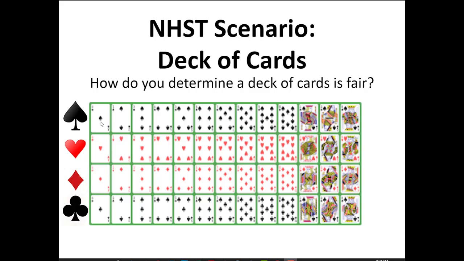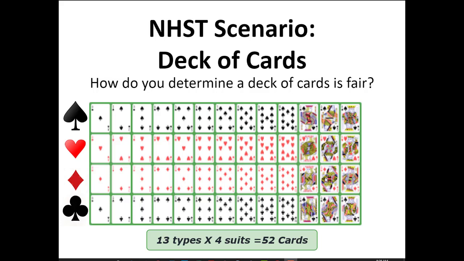So for spades, we have an ace, a 2, 3, 4, 5, 6, 7, 8, 9, 10, and then we also have a jack, a queen, and a king. So we have 13 spades. The heart is a different suit, and it also has the same type of cards, so it also has 13 cards. The diamond also has the same 13 cards, and the clubs also has the same type of cards.